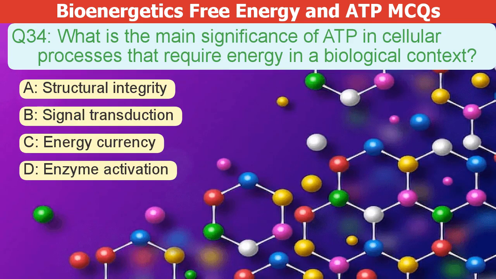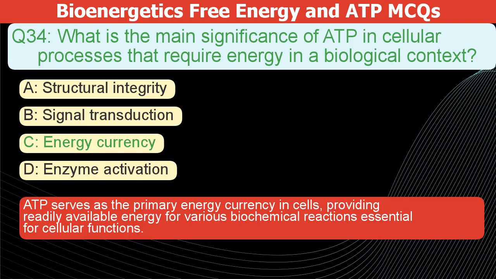What is the main significance of ATP in energy-requiring cellular processes? A. Structural integrity. B. Signal transduction. C. Energy currency. D. Enzyme activation. The correct answer is C. ATP serves as the primary energy currency in cells, providing readily available energy for various biochemical reactions essential for cellular functions.